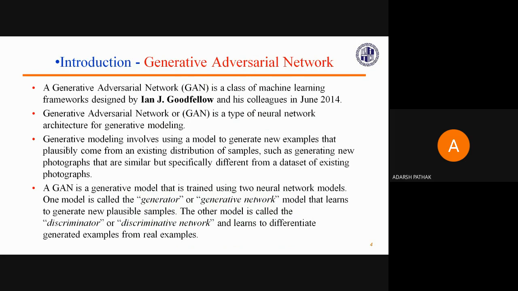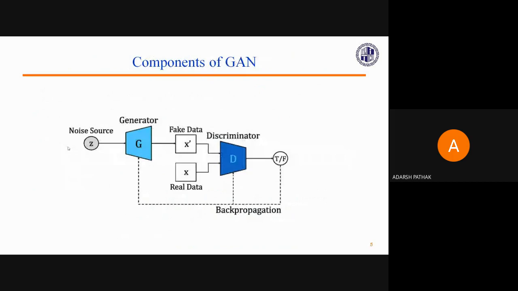A GAN is a generative model which has two neural network models. One is generator and the other one is the discriminator. Generator generates the fake images and the discriminator discriminates these fake images from the real data. So now next in this slide, the components of GAN will be described by my friend Shiv. So please, Shiv, explain this slide.